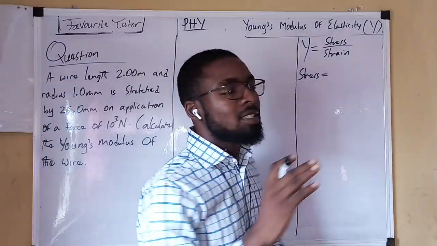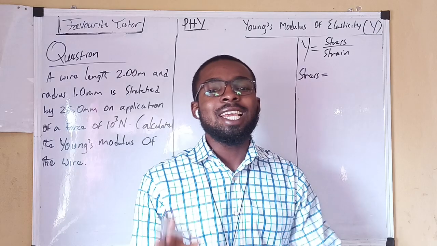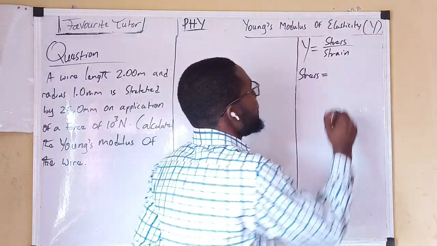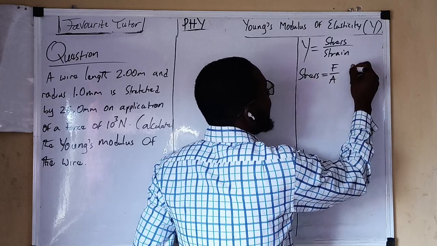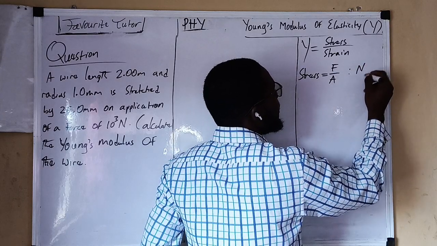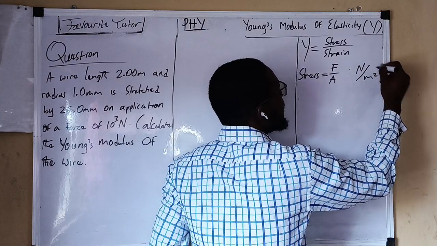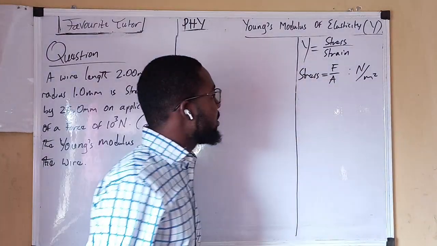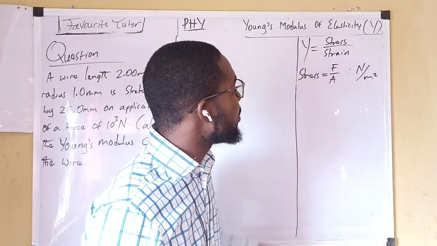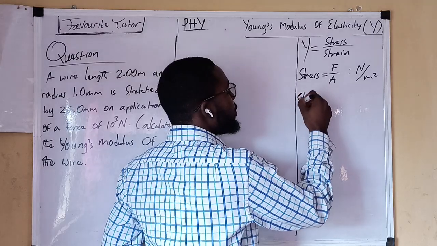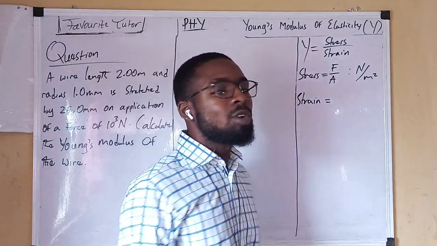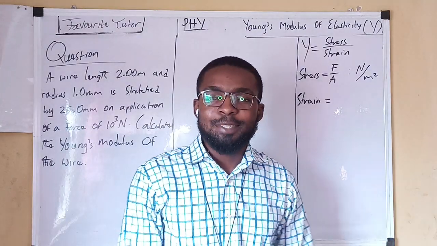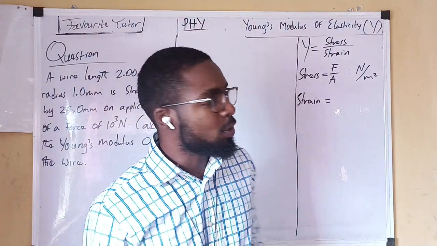The stress is the force per unit area on the material. Force over area. Of course, the force is in Newton, the area in meter squared. So therefore the unit of the stress is Newton per meter squared. While for the strain, the strain is defined as the material response to the applied force.